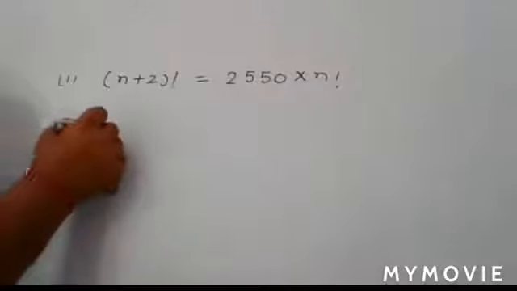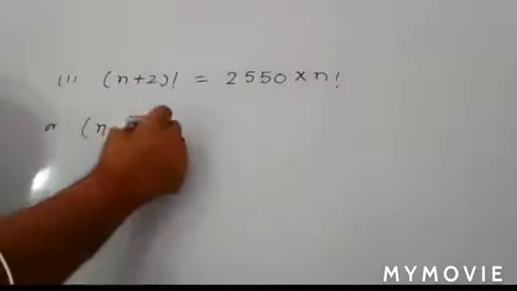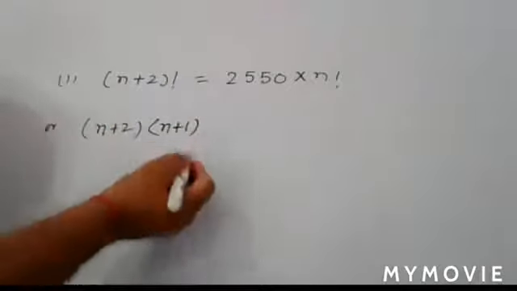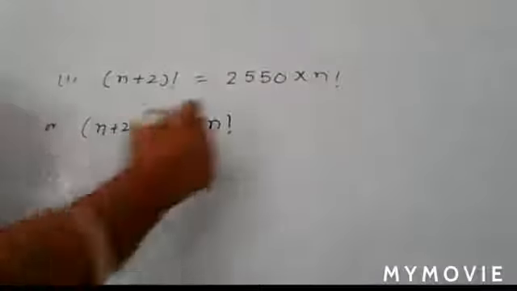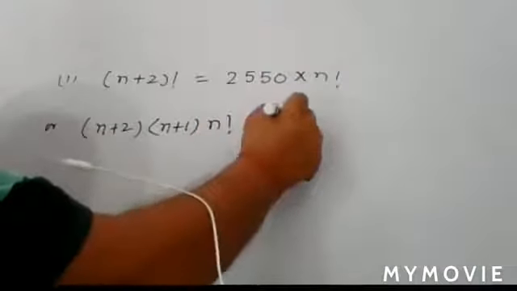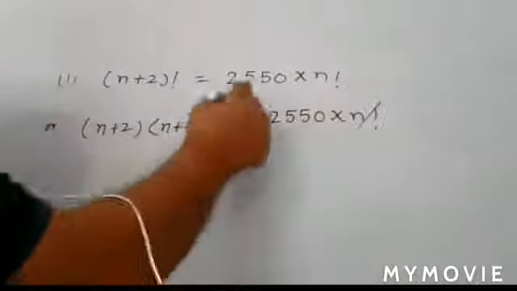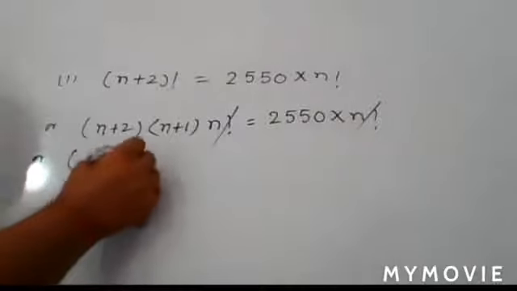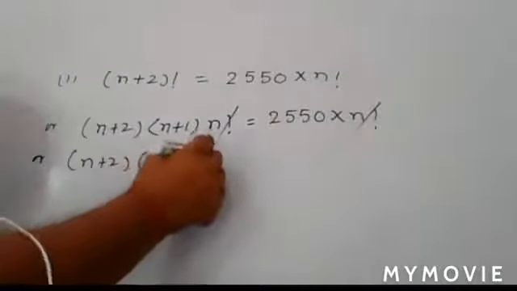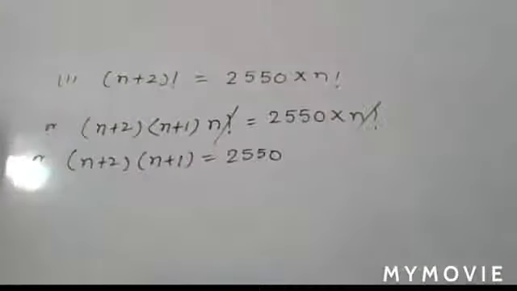So you write here (n+2)!. First of all you write n+2, then you write one less number, so n+1, then you write one less, so n, and you write factorial n, which is equal to 2550 into factorial n, so that we cancel out. So here you have (n+2)(n+1) equal to 2550, and you have to find the value of n.